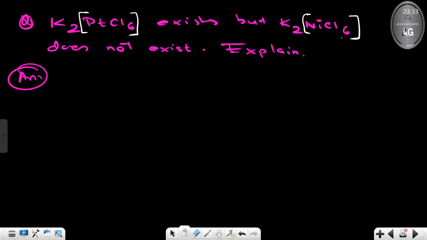But if you go to the periodic table and see, nickel and platinum are in the same group. Nickel and platinum are in the same group. Then if platinum's compound can exist, why not nickel's compound? But it does not happen. Nickel's compound does not exist.